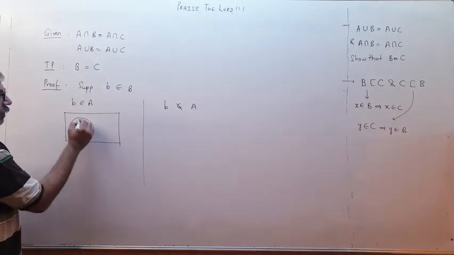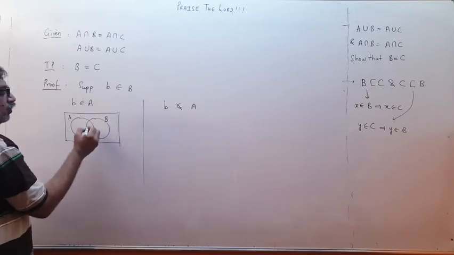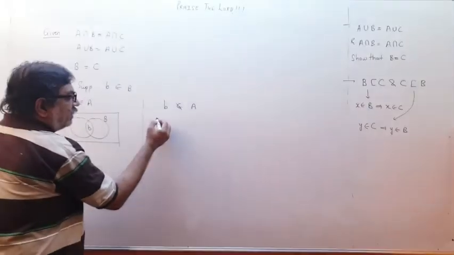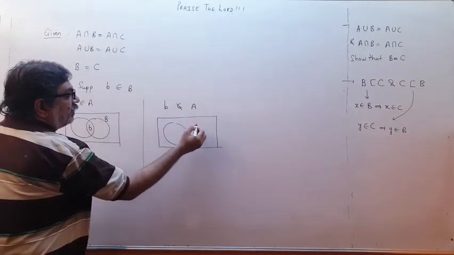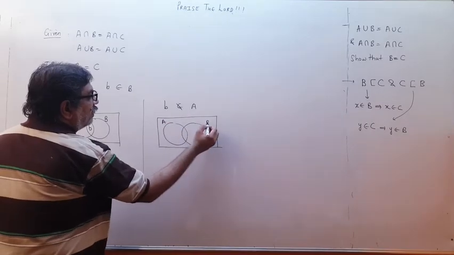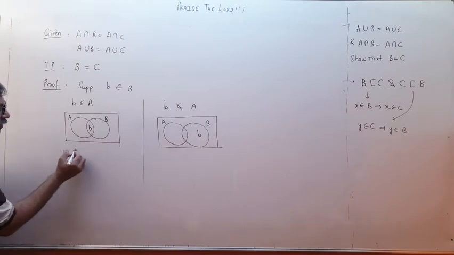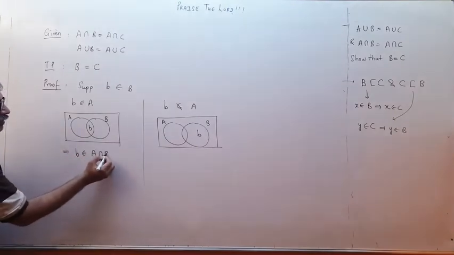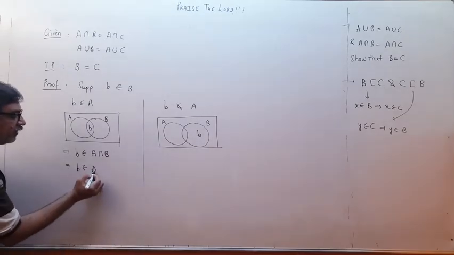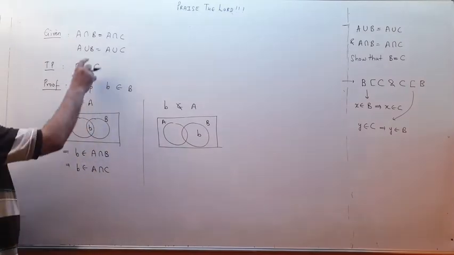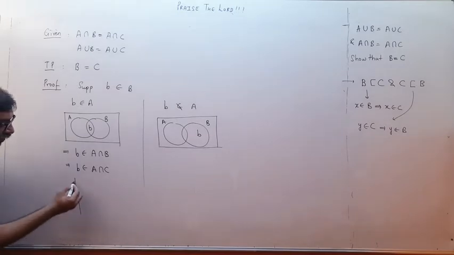If I draw a Venn diagram, A and B, x I have taken in B and A also, so x will come over here. In this case, x is not present in A, but x is present in B. So this is A and this is B, then x will come over here. So here I can see this implies x belongs to A intersection B. So that means x belongs to A intersection C also, because it is given to me that A intersection B is same as A intersection C. If x belongs to A intersection C, situation will be like this.